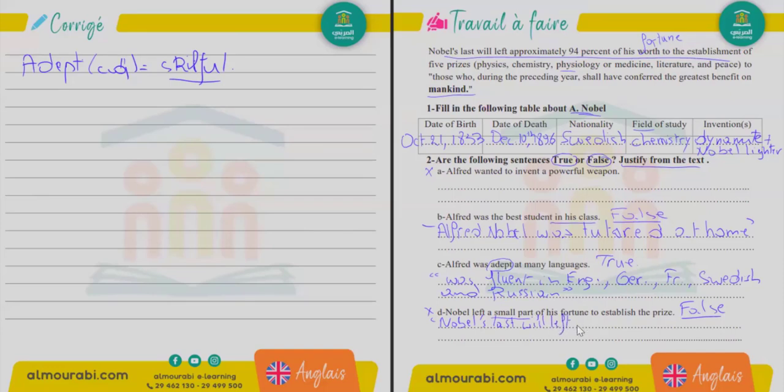Nobel's last will left approximately 94% of his worth to the establishment of the five prizes.